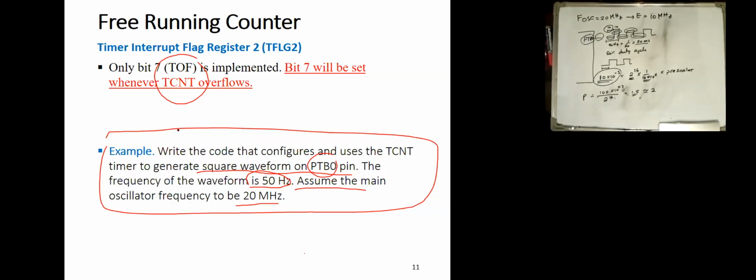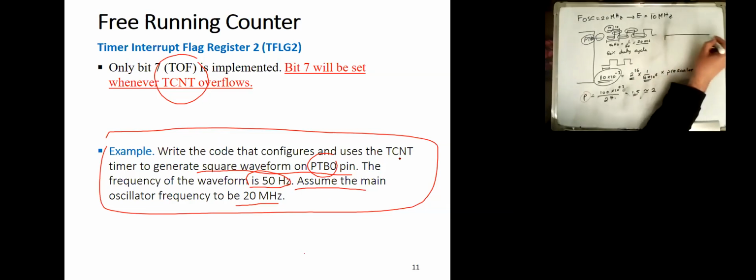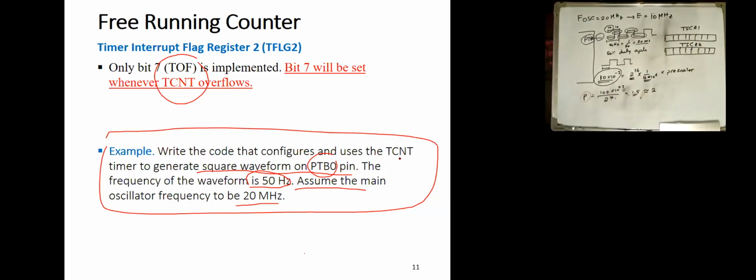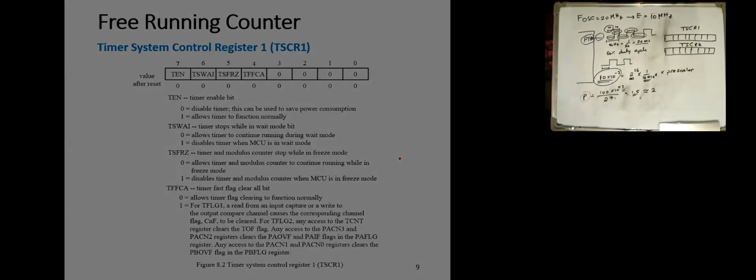So if we want to use the timer also, we figured out what value to be stored as the prescaler. We need to figure out what the other values are to be stored in the control registers. So here we have the timer system control register 1 and timer system control register number 2. So these are the registers associated with this timer module. So let's go back to these registers.